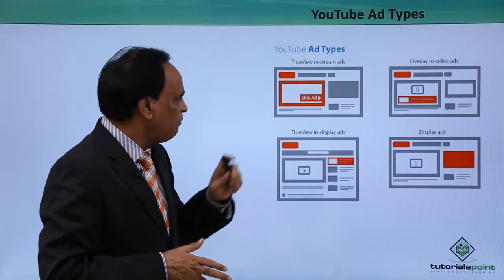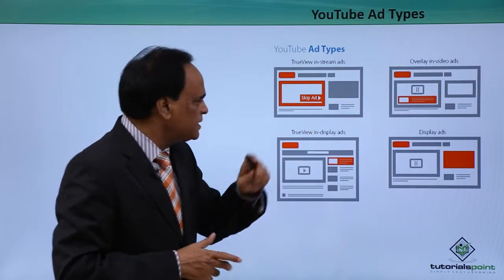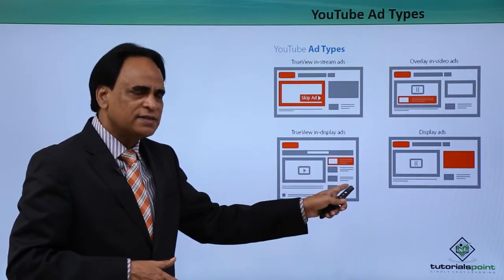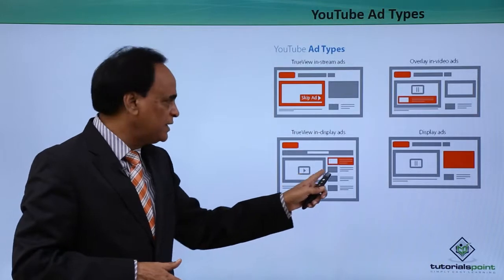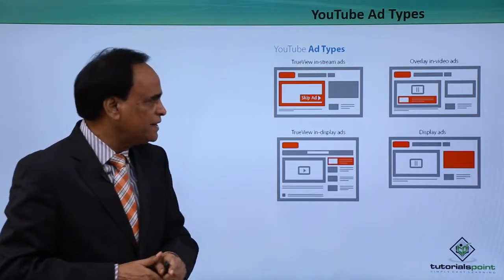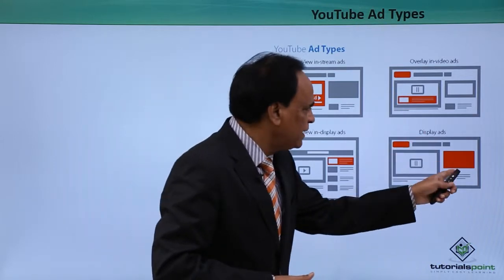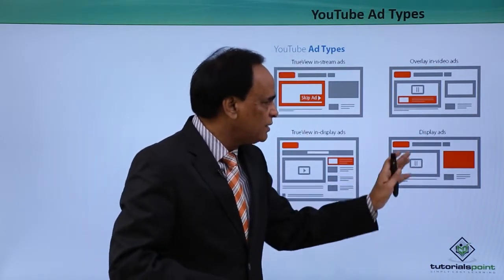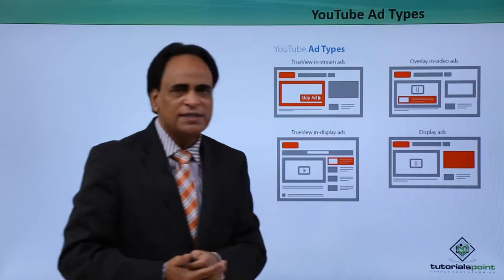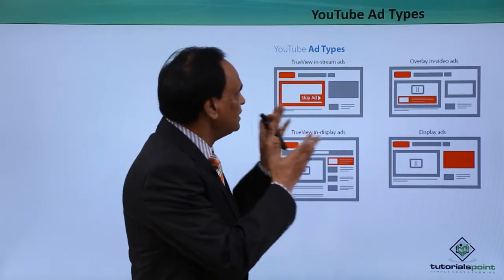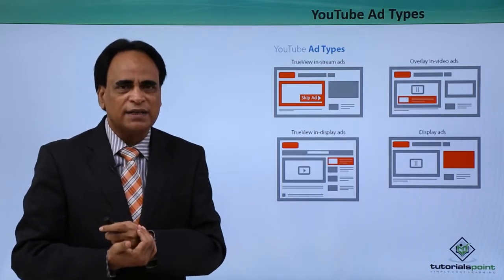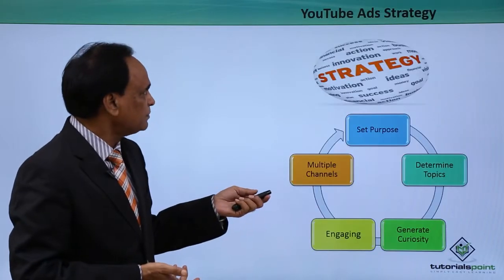Here you have one more, like an in-display ad. You see here, beside the playlist that is appearing, the video is being played here, and the ad will display here, and this is actually an in-display ad. Then you have a bigger ad which appears right beside the video that is being played. This is called a display ad. So these are the different types of video ads, or YouTube ads, that are available for us.